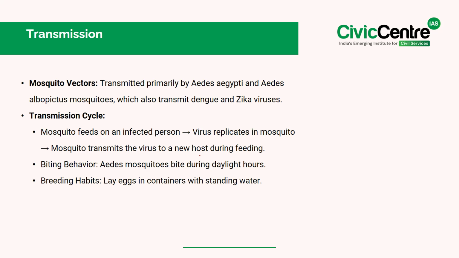See, it is transmitted primarily by the Aedes aegypti and Aedes albopictus mosquitoes, which also transmit the dengue and Zika viruses. Looking at its transmission cycle, first the mosquito feeds on an infected person. Then the virus replicates in the mosquito, and lastly the mosquito transmits the virus to a new host during feeding. Interestingly, the Aedes mosquito bites during daylight hours, and furthermore, they lay eggs in containers with standing water.